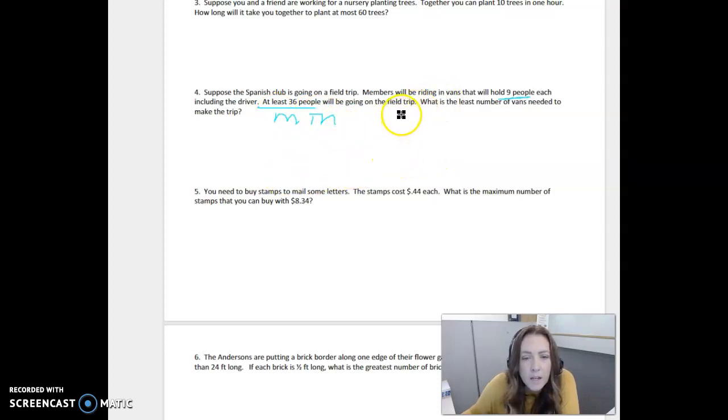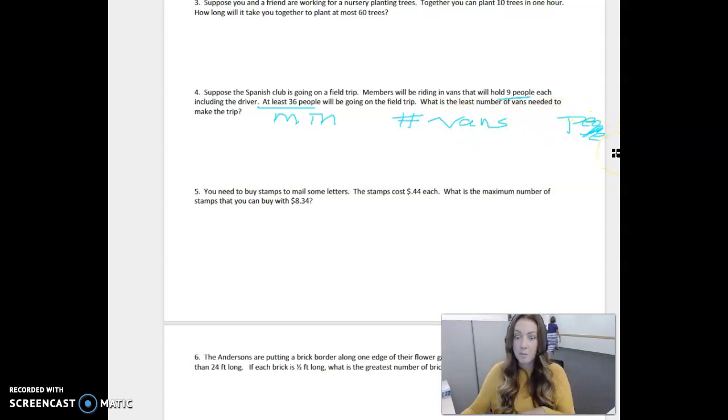So I kind of think the number of people and the number of vans is going to give me my people. So probably coming up with the equation might be the hardest part. So the number of people, I know I've got 9. I have no idea how many vans we need. And then the most, or the least that we want is 36.